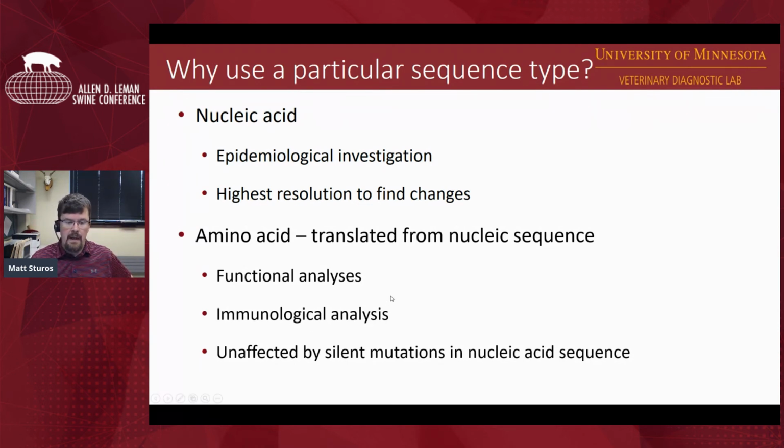So if you're looking at trying to figure out is this similar or not similar to a vaccine strain, that might be, for example, an influenza virus HA sequence. That one might be one where you'd want to use an amino acid sequence to figure out if a vaccine might work or not work for you. You might use the nucleic acid sequence on your farm to try to figure out if things are changing over time.